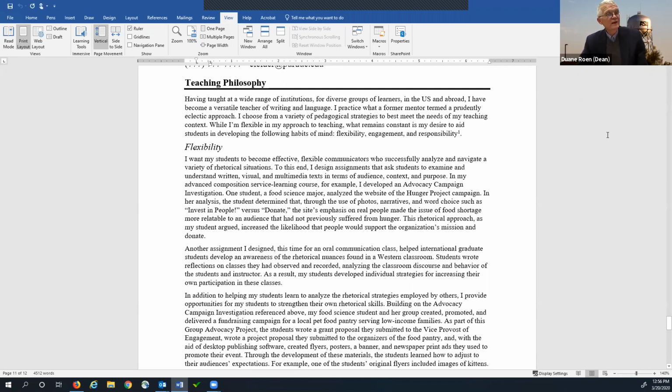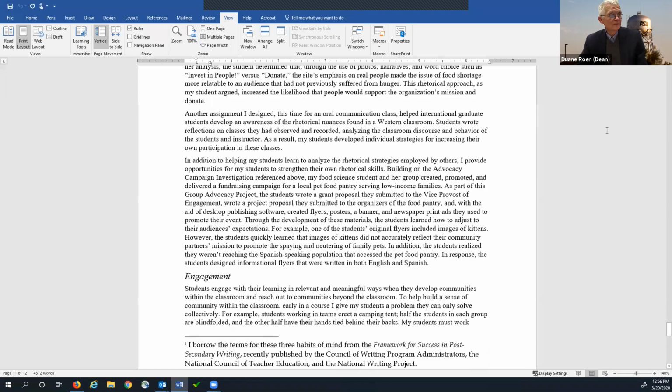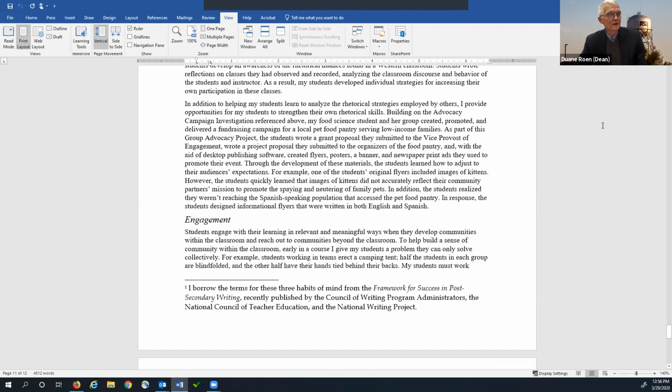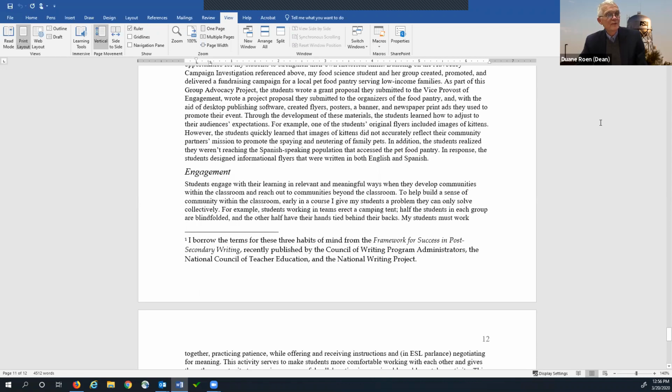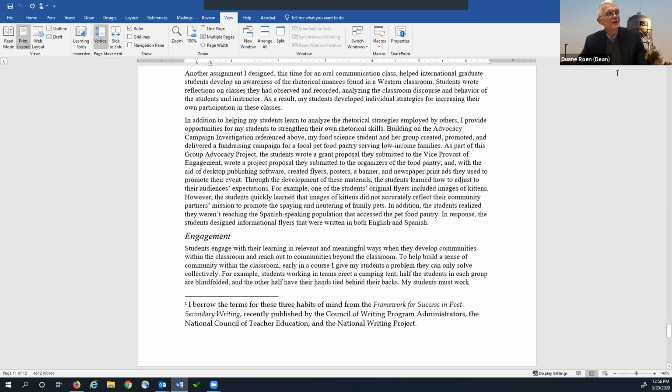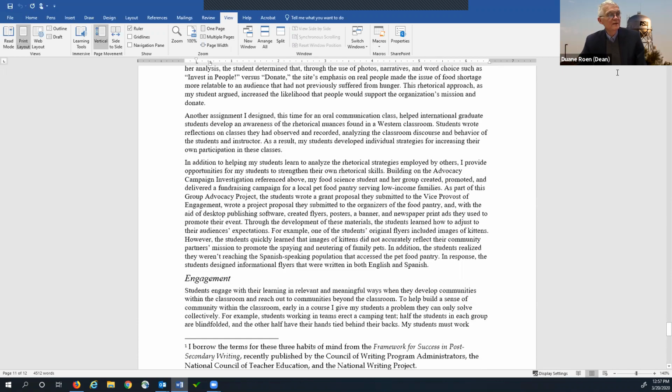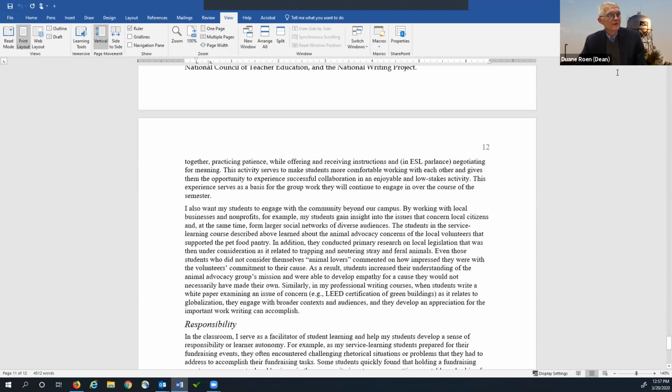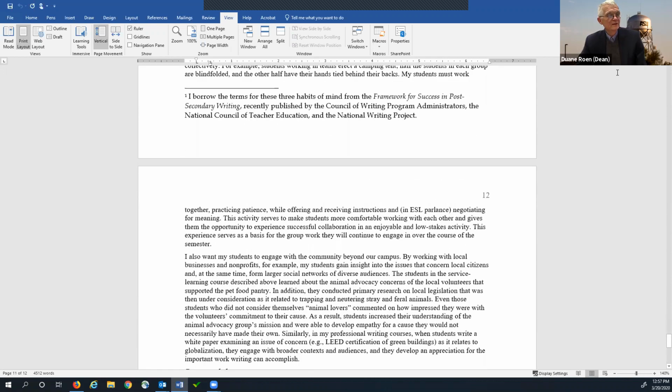But what she did, she took a document, and it's mentioned at the bottom of this page, the Framework for Success in Post-Secondary Writing, which talks about 8 habits for being a successful learner in a writing course. And she picked 3 of them: flexibility, engagement, and responsibility.